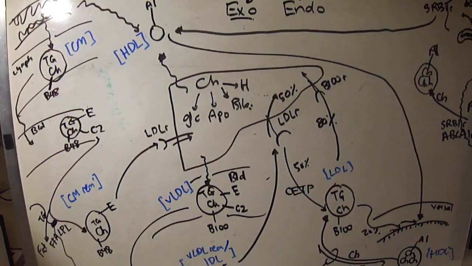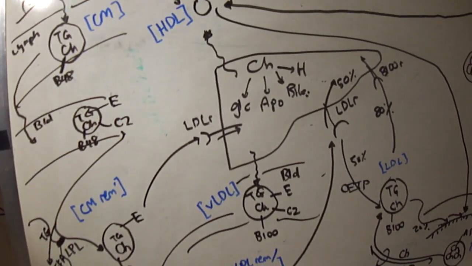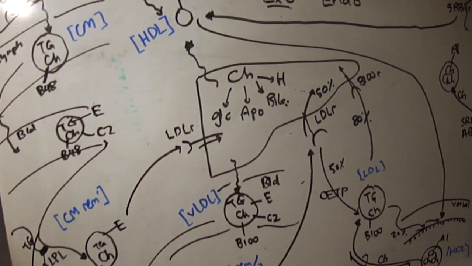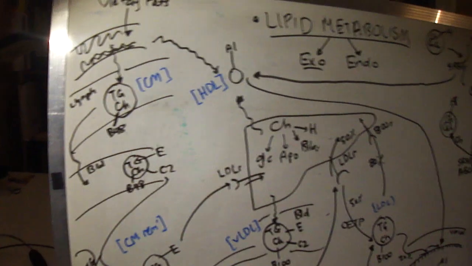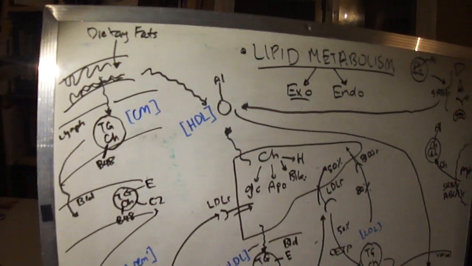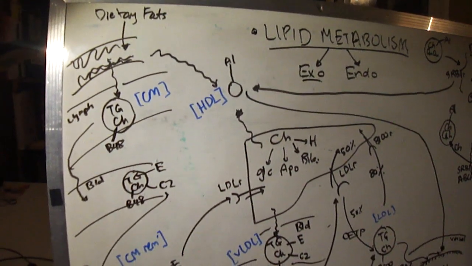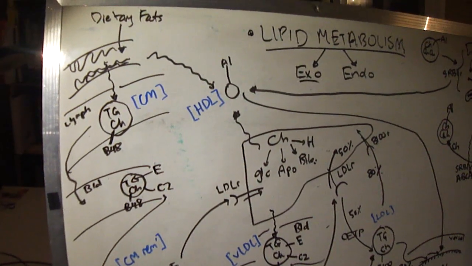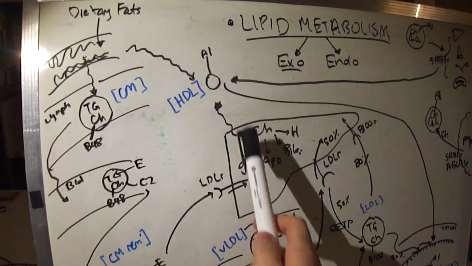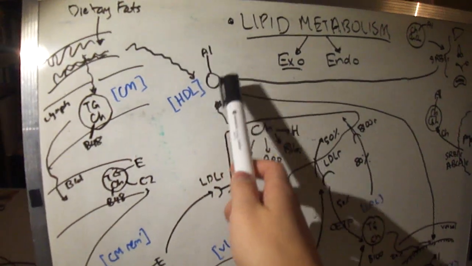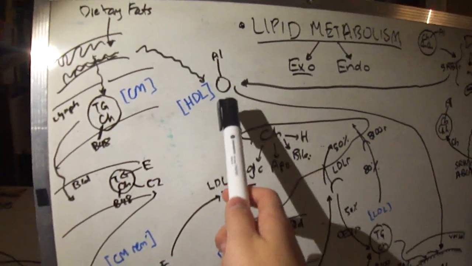So there's a variety of possibilities for this. And so really the thing to know here is that the HDL is responsible for reverse cholesterol transport. It is characterized by apolipoprotein A1, secreted from the intestine, secreted from the liver. There are three things that can happen to this HDL.